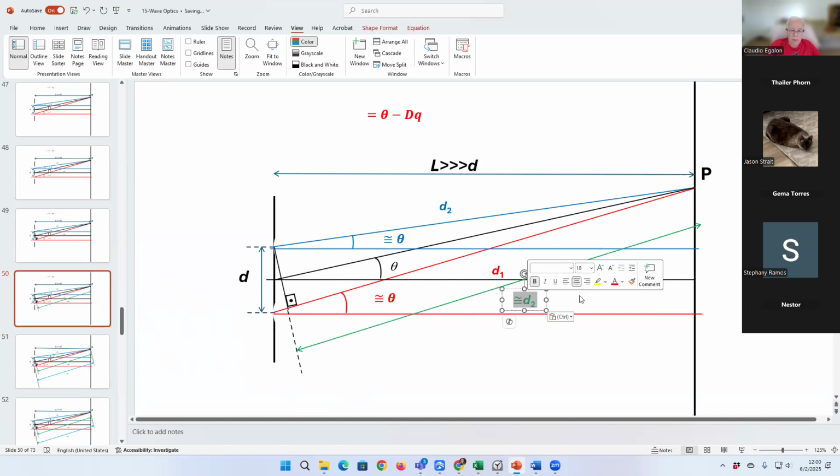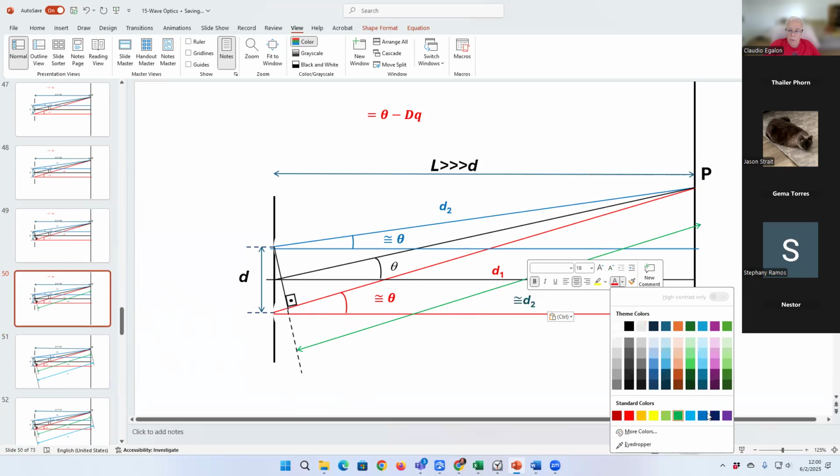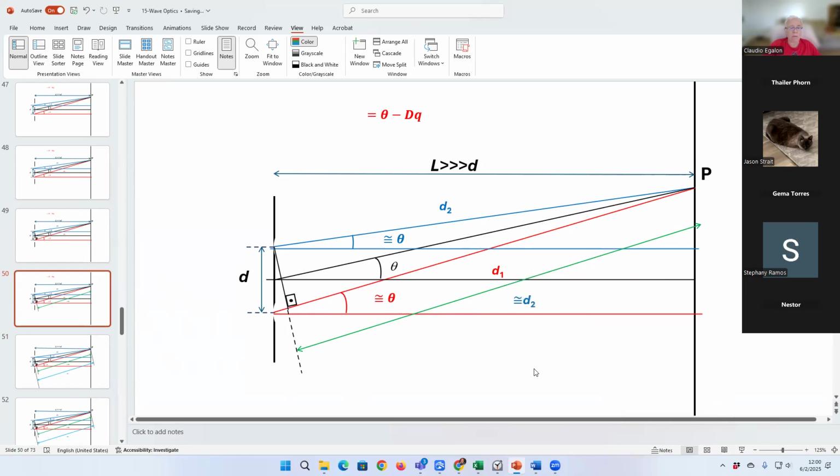Let me change to the blue color. Again, this is an approximation, but it's an approximation that works very well. This distance is D1, and this distance, I'm not saying that it is D2. I'm saying that it's approximately equal to D2, and I'm gonna put it in a different color. Let's put it in green because those are different quantities. It's not exactly D2, but it is approximately D2.